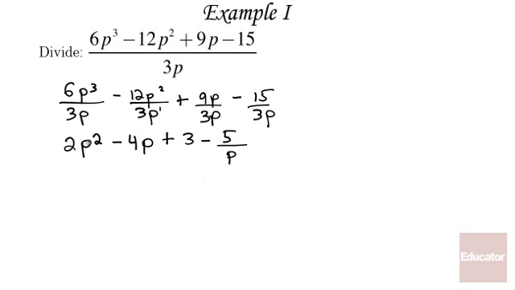Okay, so what this ended up giving me is I started out with this polynomial divided by a monomial, split it up so that I'm dividing each term in the polynomial by the monomial, and then I just went ahead and did my usual division. Okay.